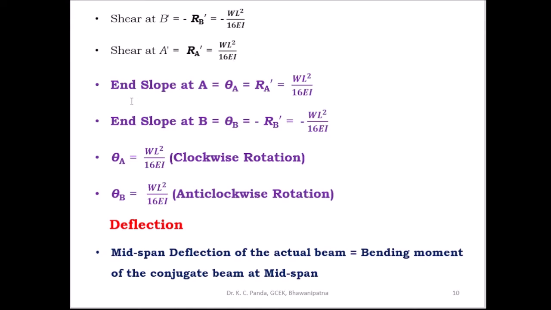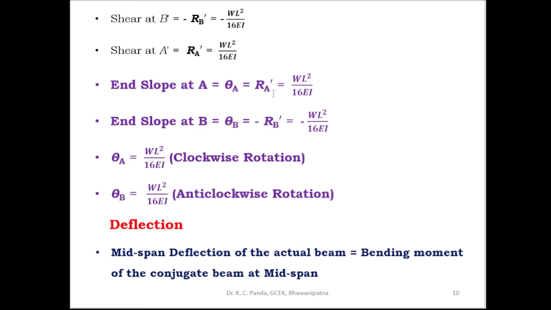Then you have to find out the end slope at A in the original beam. So theta A is equal to RA dash, that is equal to WL square by 16EI. Similarly, the end slope at B, theta B, is equal to minus RB dash, which is equal to minus WL square by 16EI. So the slope at A, theta A, is WL square by 16EI, and the slope at B, theta B, is minus WL square by 16EI.